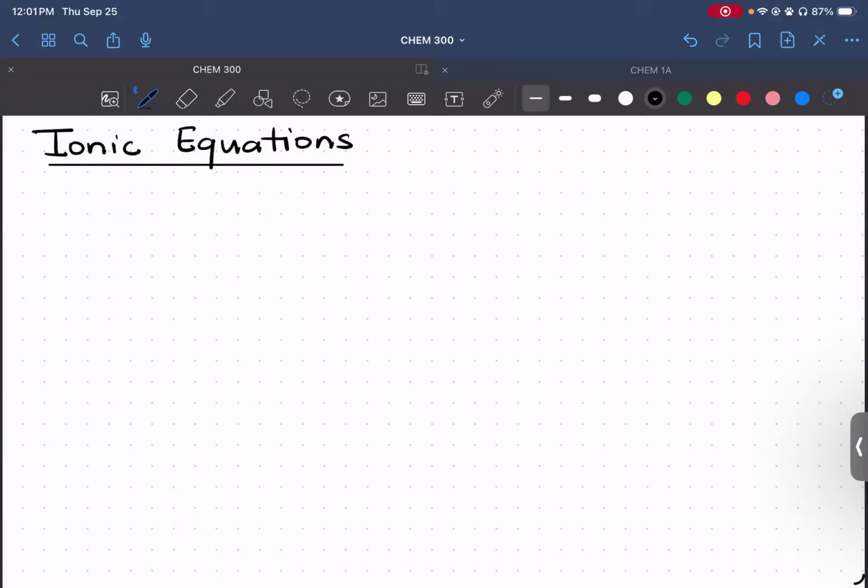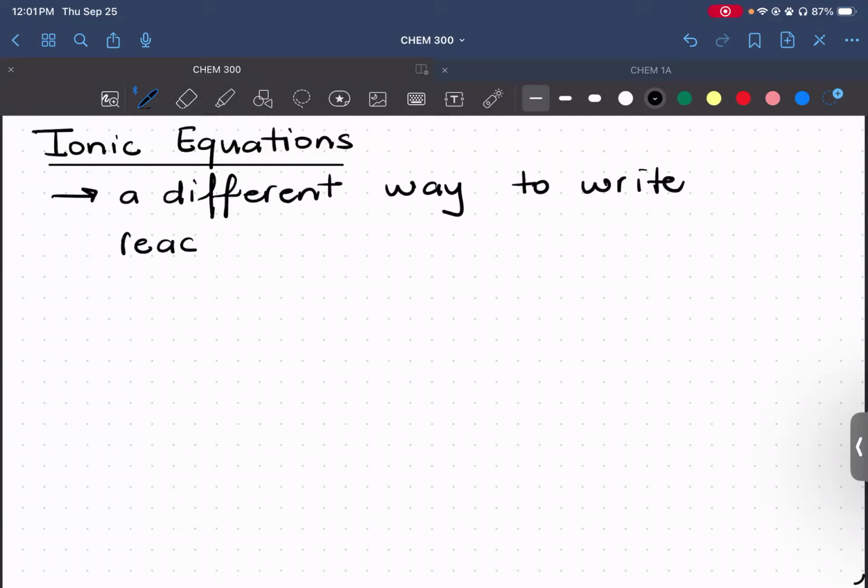Ionic equations is not a new archetype. It is not a new subcategory. Ionic equations are simply a different way to write reactions with a focus on chemical changes.